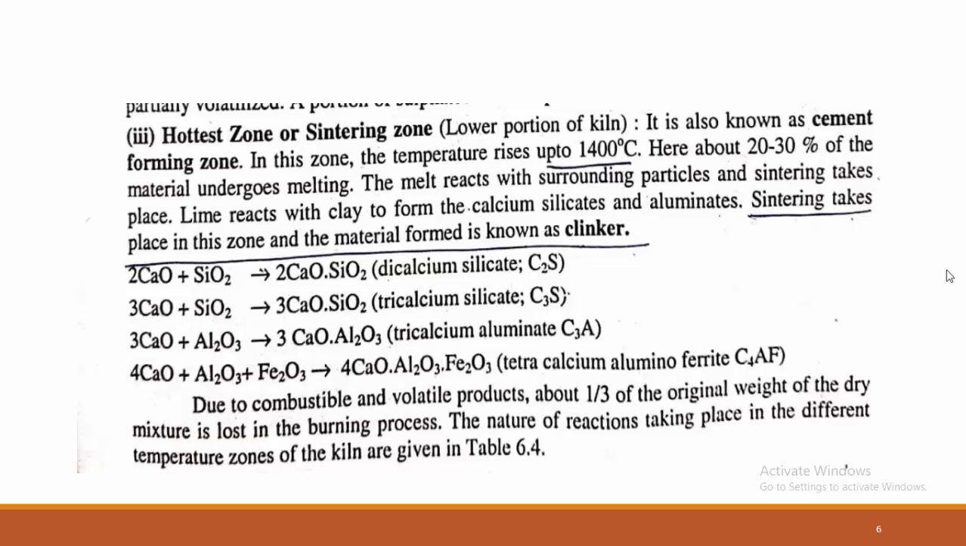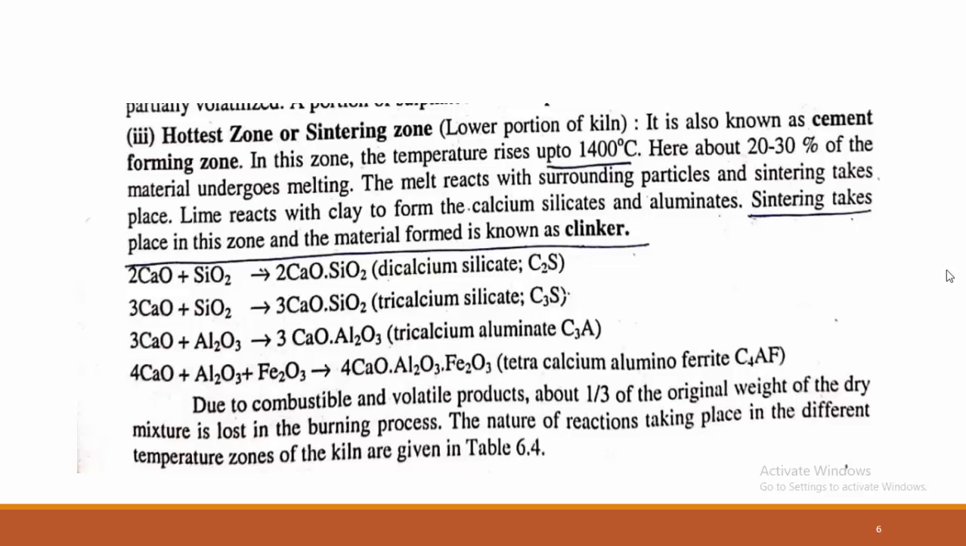In the clinker, calcium oxide and silica form dicalcium silicate, and three molecules of calcium oxide plus silica form tricalcium silicate. Calcium oxide plus aluminum forms tricalcium aluminate, and calcium oxide with aluminum ferrite forms tetracalcium aluminoferrite, which is also part of the composition of the cement clinker.